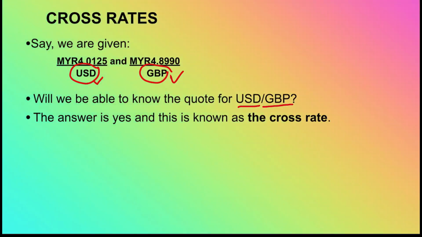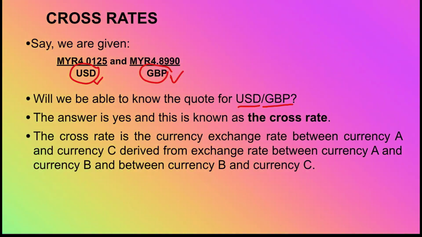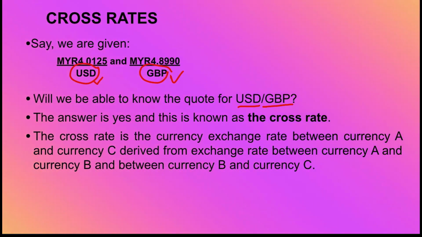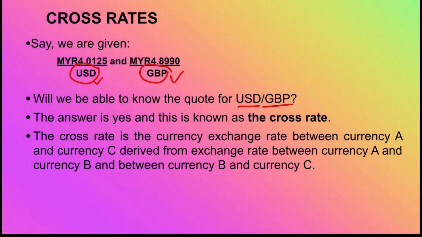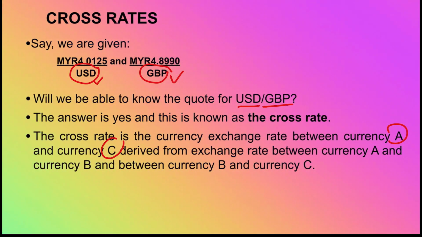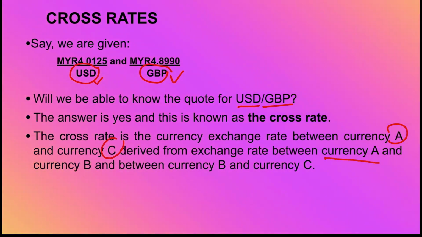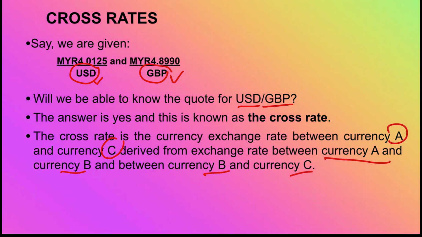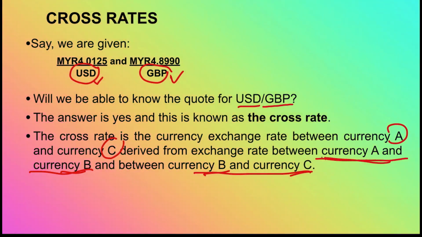How does the cross rate happen? The cross rate is the currency exchange rate between currency A and currency C derived from the exchange rate between currency A and currency B and between currency B and C. Currency A and C are derived from the relationship of the exchange rates between A and B and also B and C. So from these values, we will get A and C. This is how the cross rate happens.